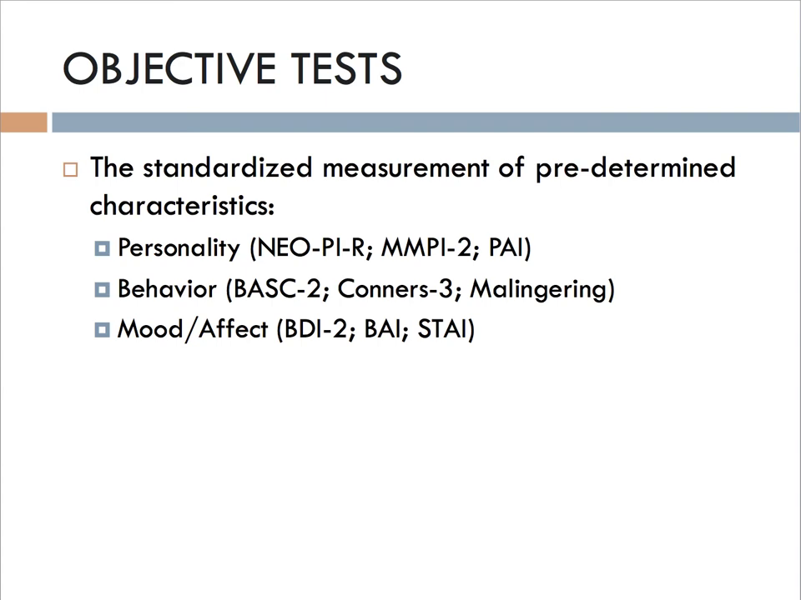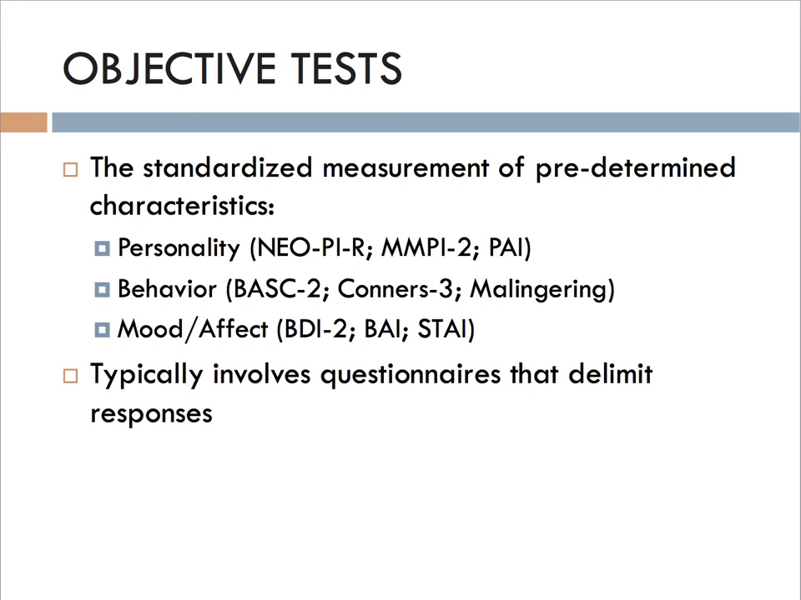There are any number of behavioral questionnaires to gather data about factors such as self-regulation, ADHD symptoms, and even malingering, which is faking symptoms. And then there are a host of tests to measure affect or mood, such as the Beck Depression Inventory, which measures depressive symptoms, or the STAI, or State-Trait Anxiety Inventory, which measures both chronic and acute anxious feelings. Objective tests typically involve the use of questionnaires, though some semi-structured interviews or procedures are now in use. And these questionnaires have specific response options, like true or false or rating scales.